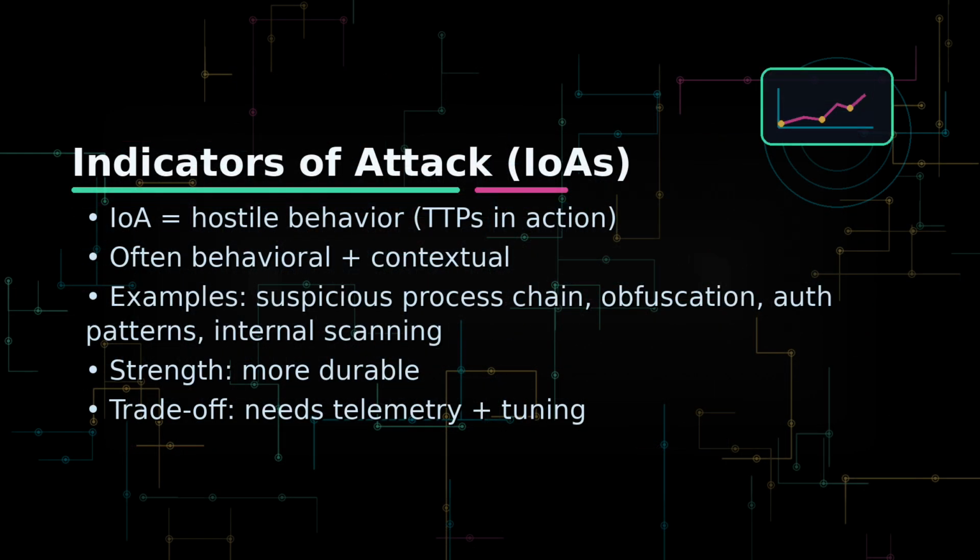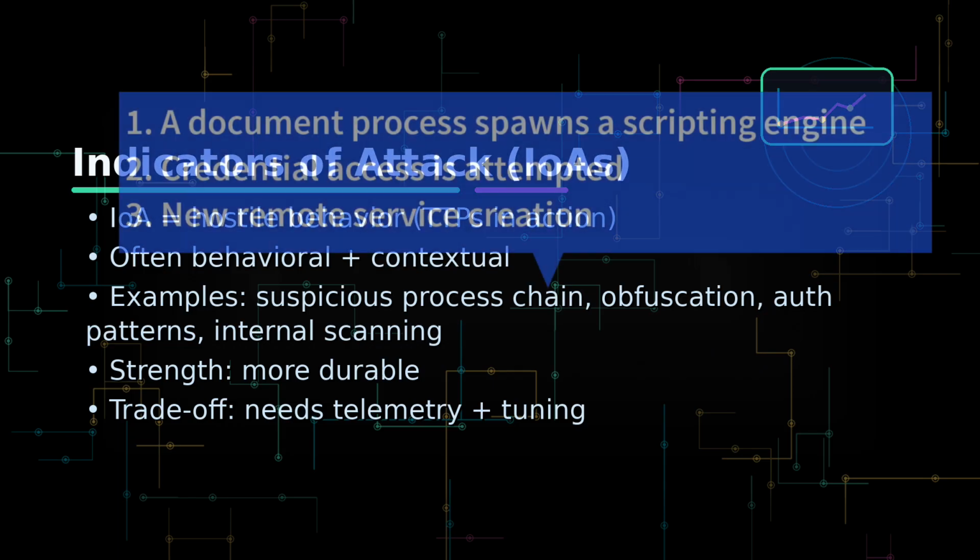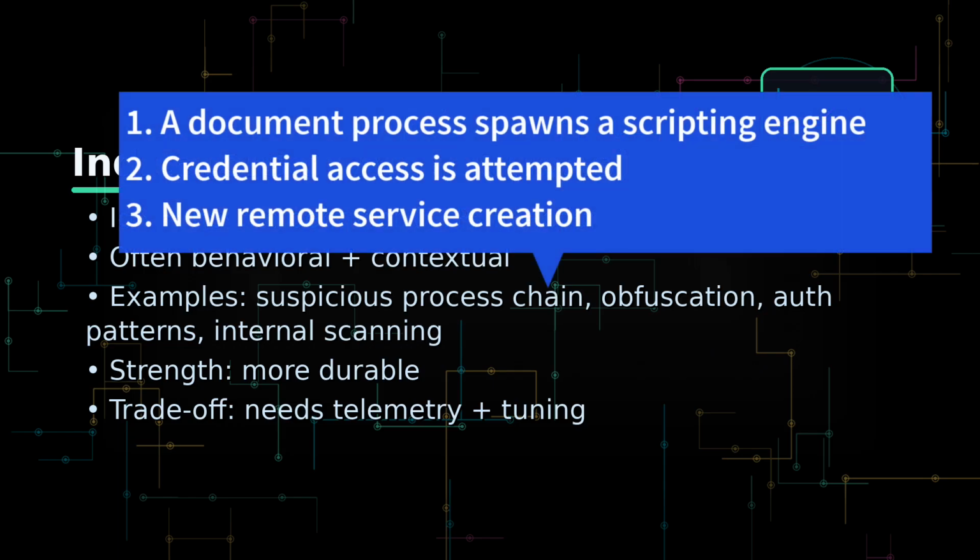Now, indicators of attack, IoAs. If IoCs are evidence of compromise, IoAs are evidence of hostile behavior. IoAs focus on what the attacker is doing, the tactics and techniques, often while the attack is still in progress. An IoA is usually behavioral and contextual. It might describe a suspicious sequence like a document process spawning a scripting engine, followed by credential access attempts, followed by a new remote service creation. None of those events alone proves compromise, but together they strongly indicate an active intrusion.